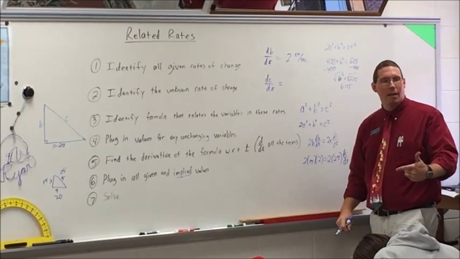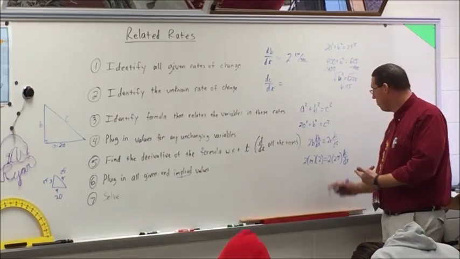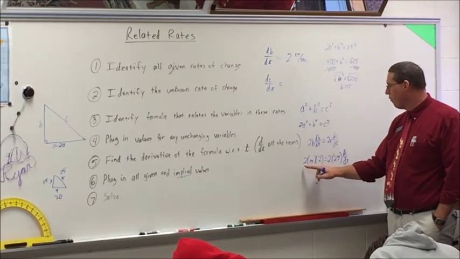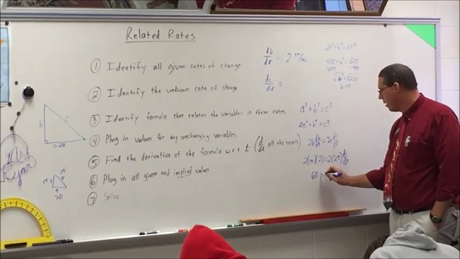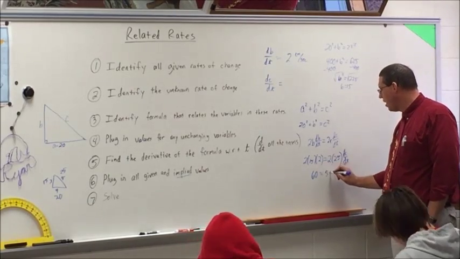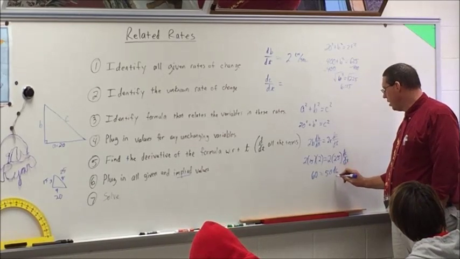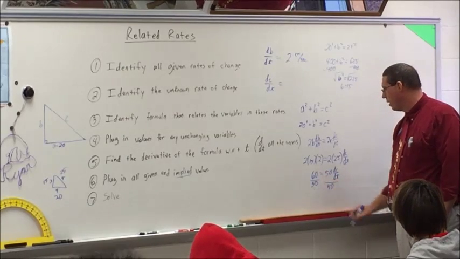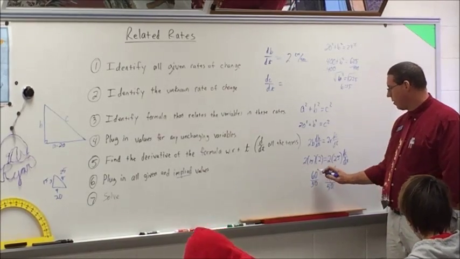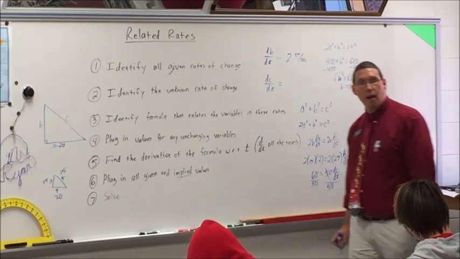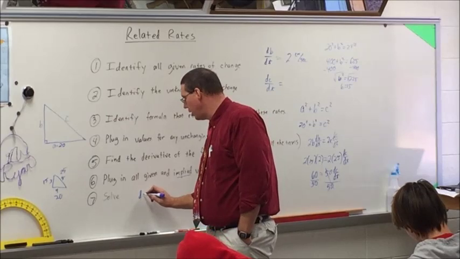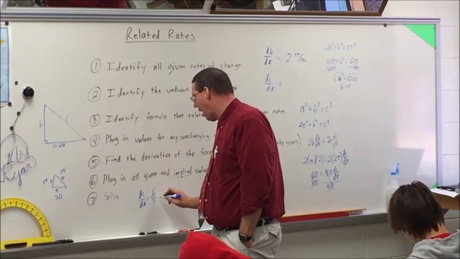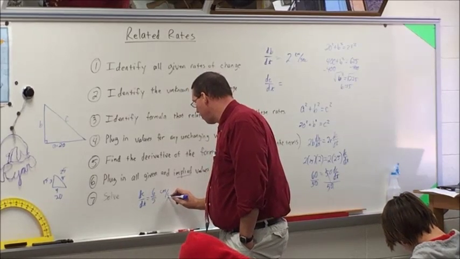We have now plugged in for an implied value. We've plugged in all of our given and implied values. Step 7, solve. 2 times 2 is 4. 4 times 15 is 60. Equals 2 times 25, which is 50, dc/dt. Last step: divide by 50 on both sides and reduce, and what do we get? We get 6 over 5, 6/5. So the rate of change in the hypotenuse at that particular moment in time is 6/5 centimeters per second.